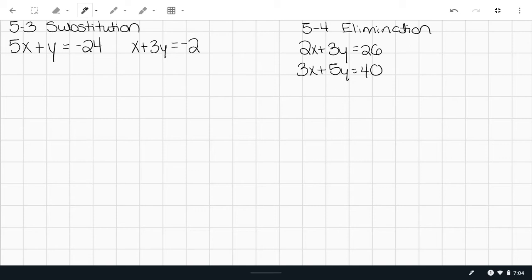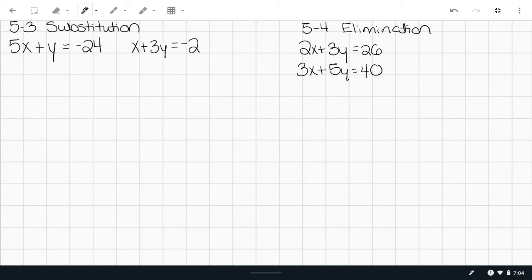Now, you want to look for an easy variable to isolate. So if I look at my first equation, I would pick y. The reason why is because y has 1 as the coefficient, and all I would have to do is subtract 5x to get it alone. If I look at my second equation, I would isolate x, again, because it has a coefficient of 1, and all I have to do is subtract 3y. So I'm going to go ahead and isolate x.